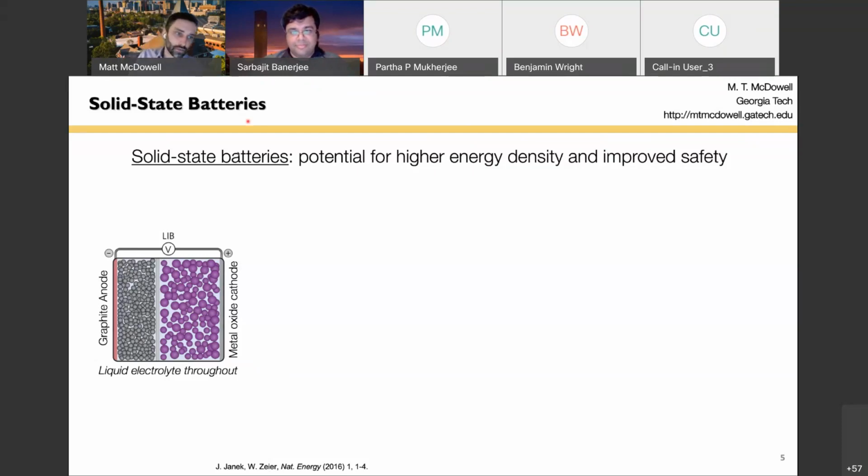So here's just a little bit about what a lithium ion battery looks like. This is a conventional battery that would be in your laptop or your Tesla, if you have a Tesla. It looks like this, where you have a graphite anode. So the graphite is on one side of the battery. You have a metal oxide cathode on the other side of the battery. And you have liquid electrolyte that fills all the spaces between all the particles and traverses.